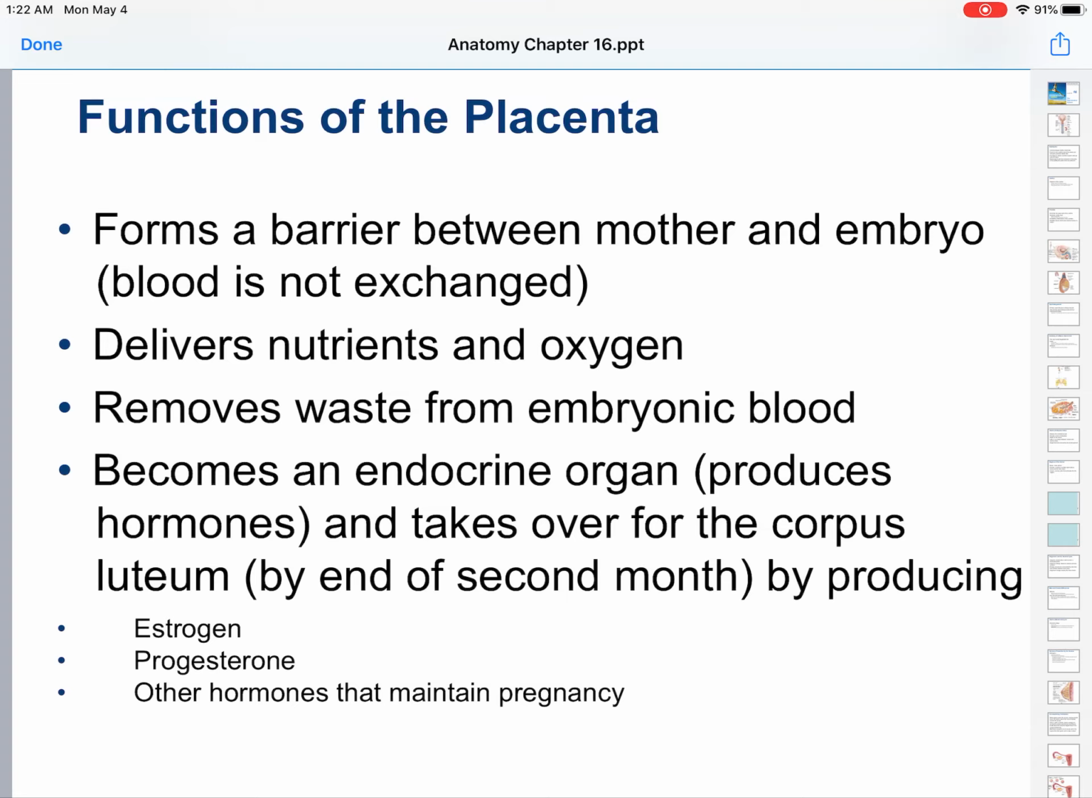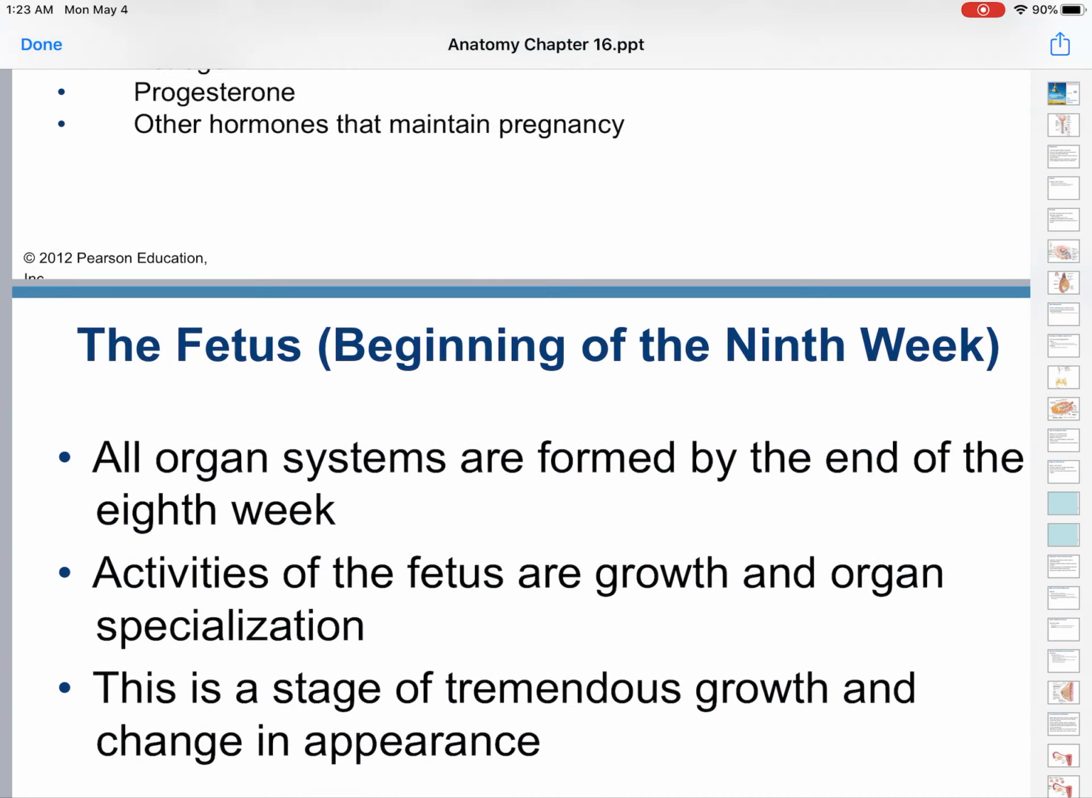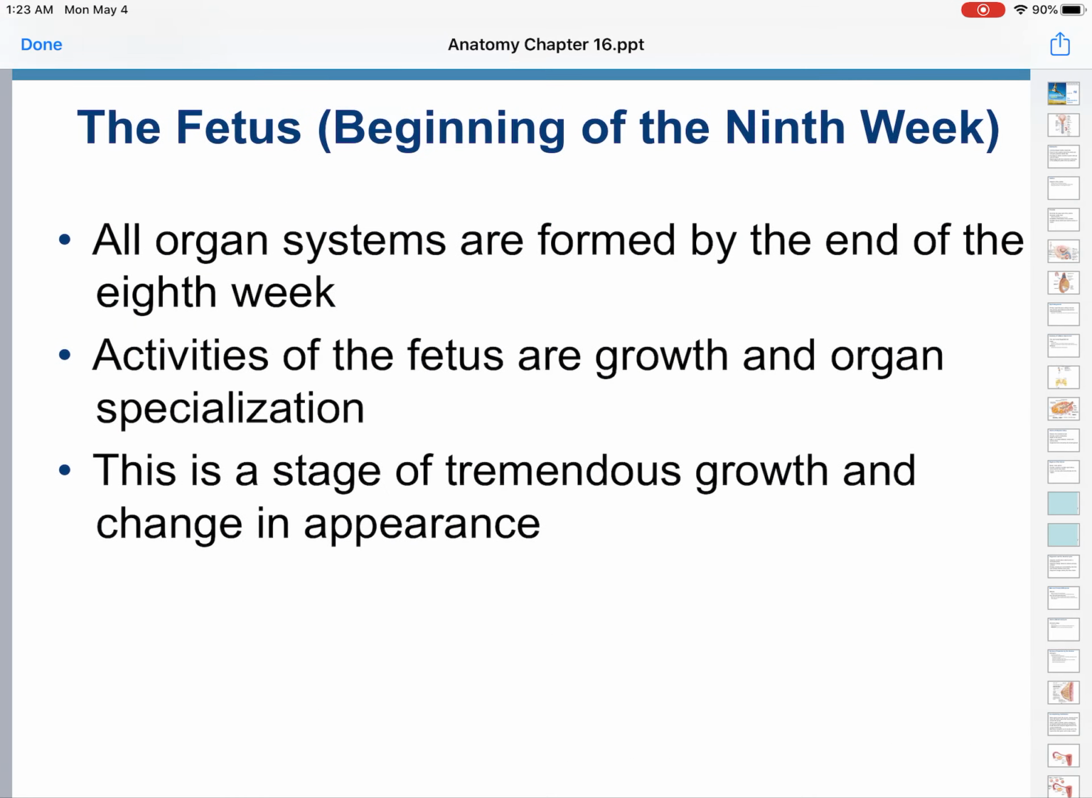And it also becomes an endocrine organ and takes over for the corpus luteum, because those things can't go on producing hormones forever. So by about the time it becomes a fetus, the placenta has taken over the role of the corpus luteum by producing estrogen, progesterone, and other hormones that will help it develop.